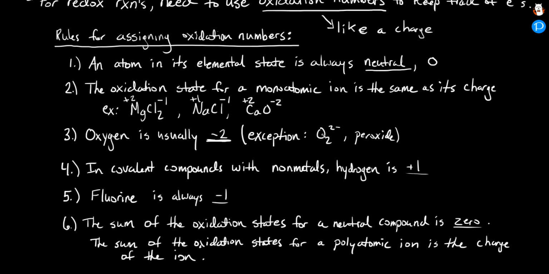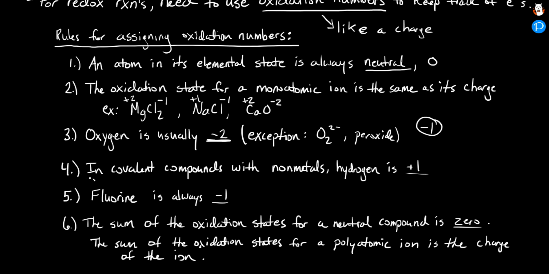So that means each oxygen in there is actually -1, right? So you have 2 oxygens, and the overall charge of that molecule is -2, so therefore each oxygen is actually -1 in that case. So when you have peroxide, the oxidation number of oxygen is -1. That's the only exception. Every other time, no matter what, oxygen is going to be -2.